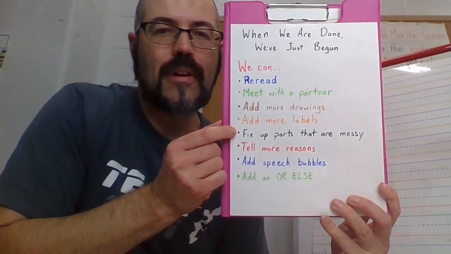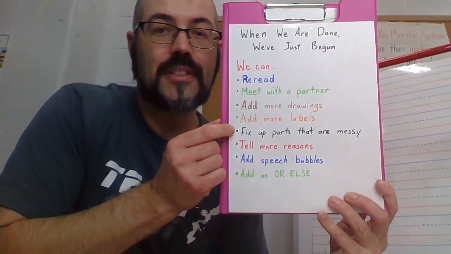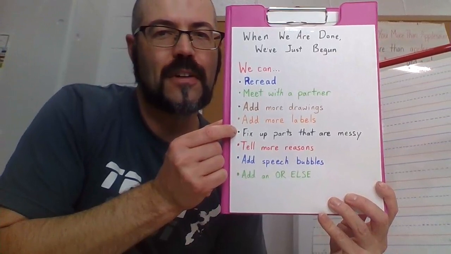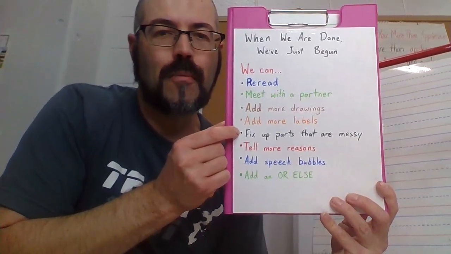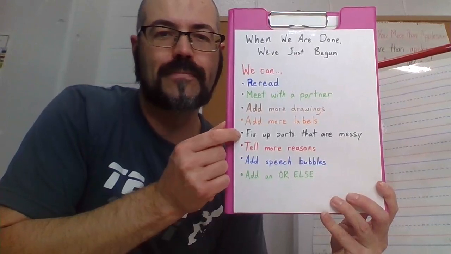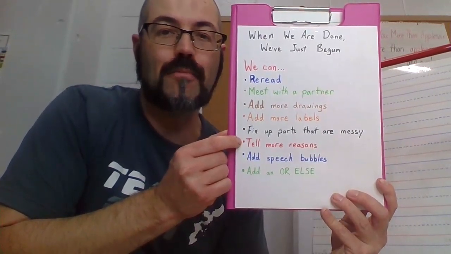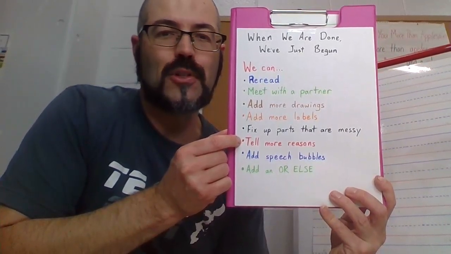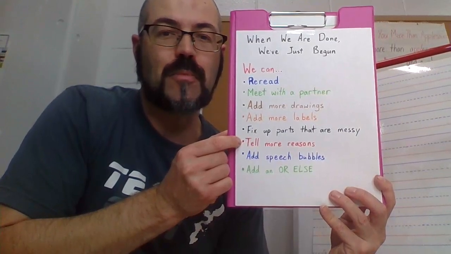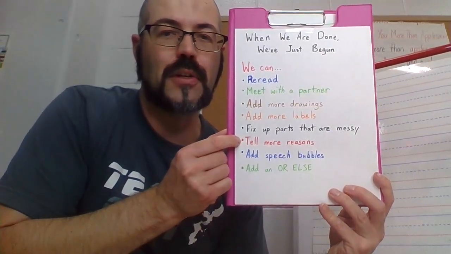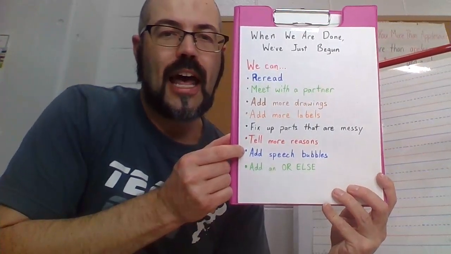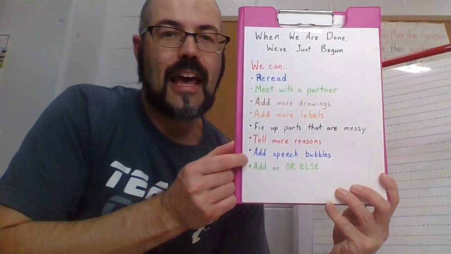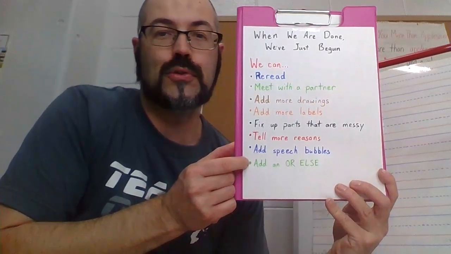Also, you can go back and fix up the parts that are messy. So, did you have anything that's hard to read or anything that you could go back and fix up to make it more beautiful or have good spaces or writing on the line? Also, you could tell more reasons. So, when you had a good idea, did you tell maybe just one reason? Maybe to convince people, you need to tell them more reasons why it's a good idea. You can also add speech bubbles to your picture. What are your people saying in the picture? And you could add an or else statement.